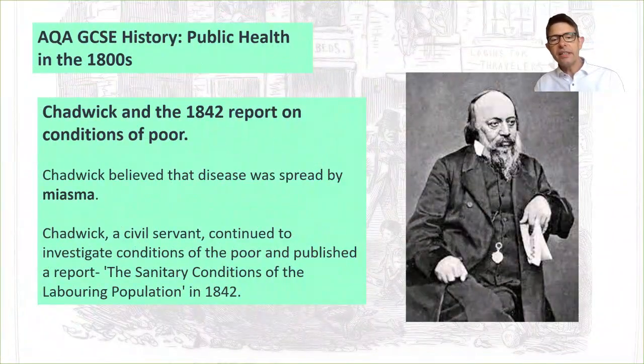So then Chadwick continues his work by looking at conditions for the poor with his 1842 report. So Chadwick believed in miasma as a key cause of disease, and he was a civil servant who led this commission into what was called the sanitary conditions of the labouring population, which gave a report in 1842.